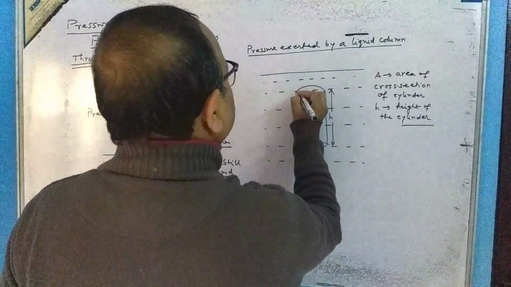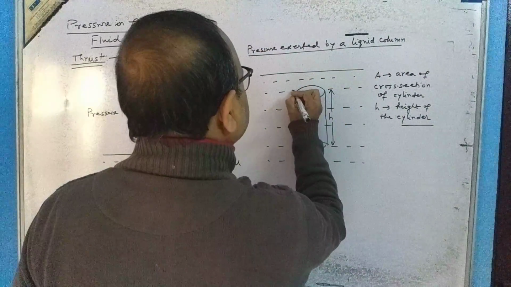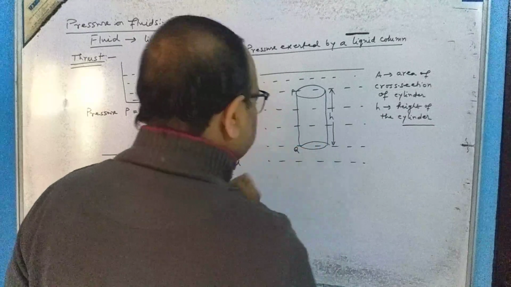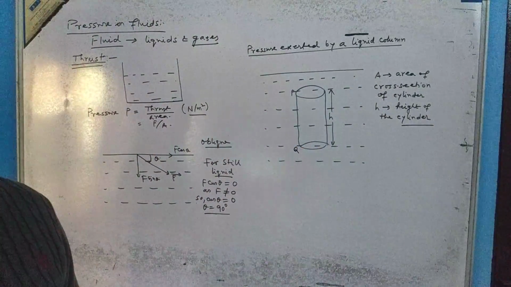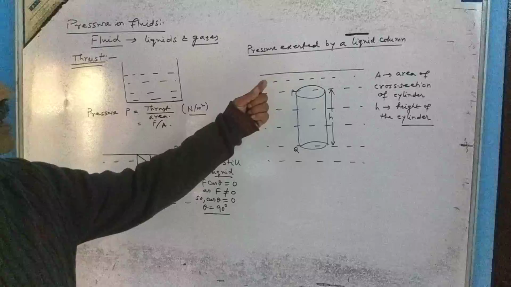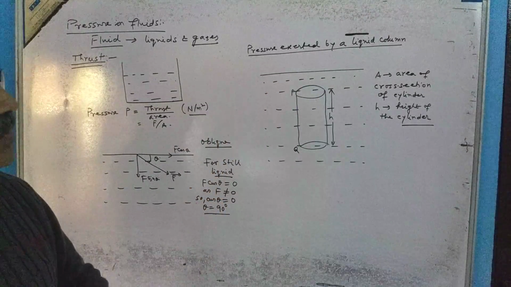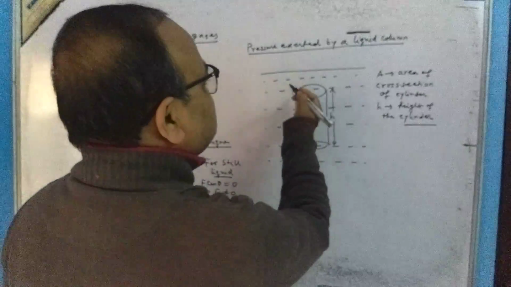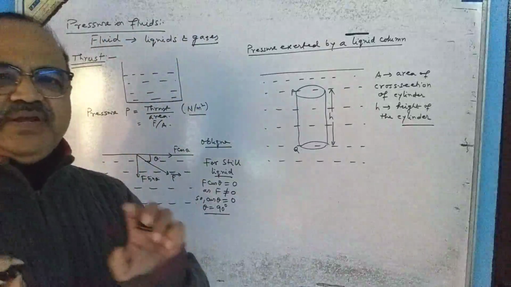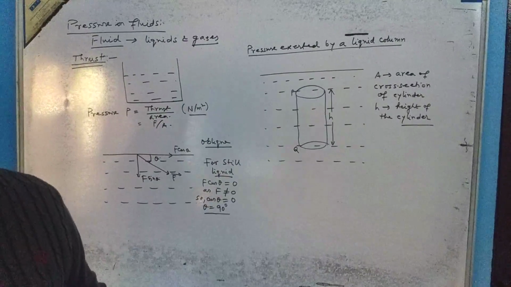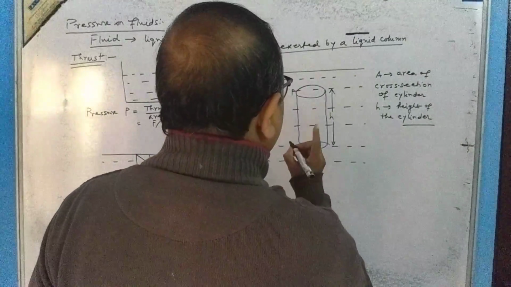Let us consider this flat surface above is P, this flat surface below is Q. This is P, the upper flat surface. Q is the lower flat surface. Each has the cross-sectional area capital A, very clear. H is the height of the cylinder. Then what will happen?